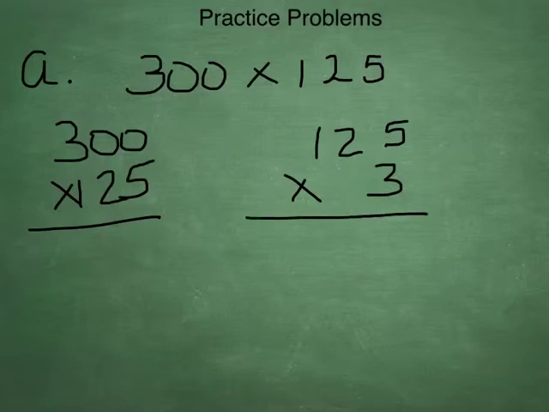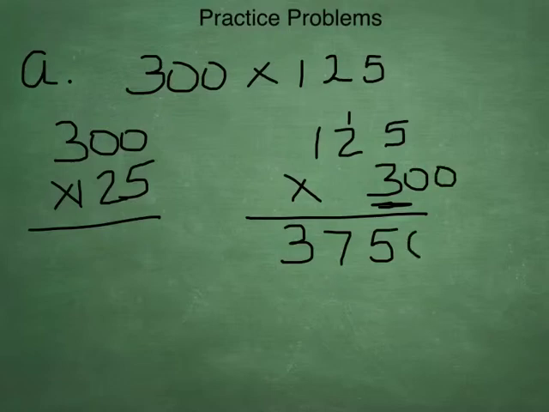That would be 3 times 5 is 15. I'm going to carry that 1. 3 times 2 is 6, plus 1 is 7, and 3 times 1 is 3. So 375. But I'm not really multiplying by 3. I'm multiplying by 300. So I'm going to need to put those 2 zeros on at the end. But don't you think it's easier to just do this? Let me add a little bouncing ball. To just do it this way as opposed to this way, I think it's just so much easier. Alright, let's go on to practice problem B.